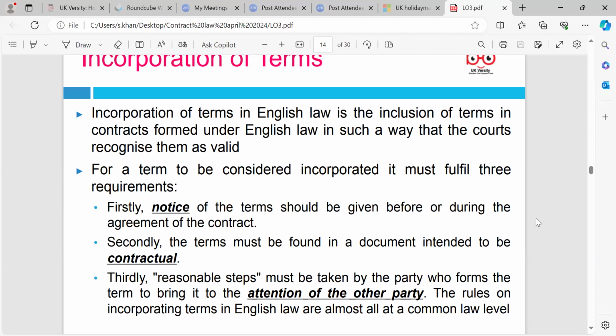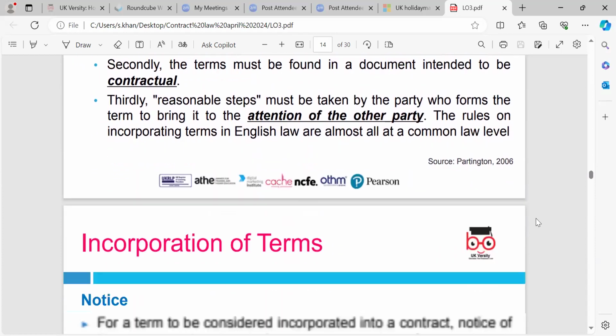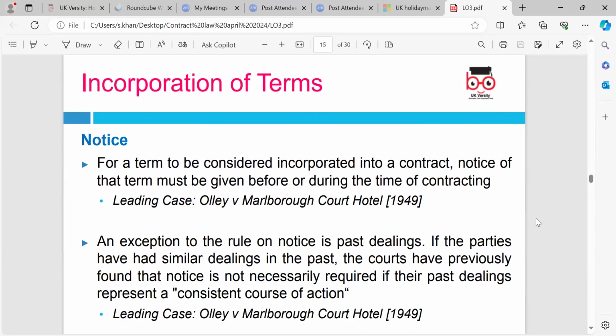The rules on incorporating terms in English law are almost all at common law level. So, notice.